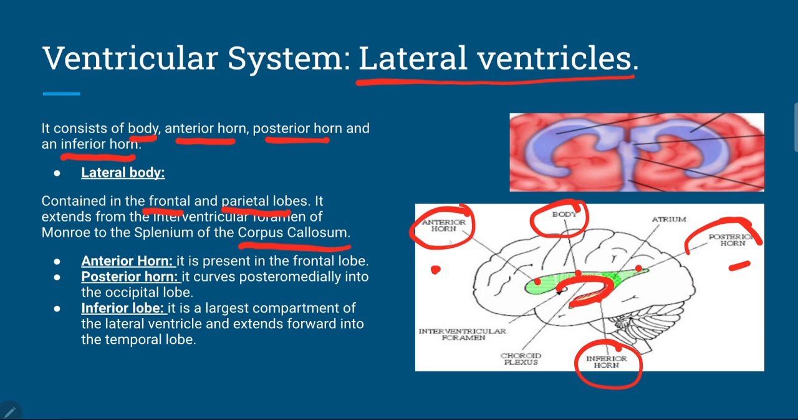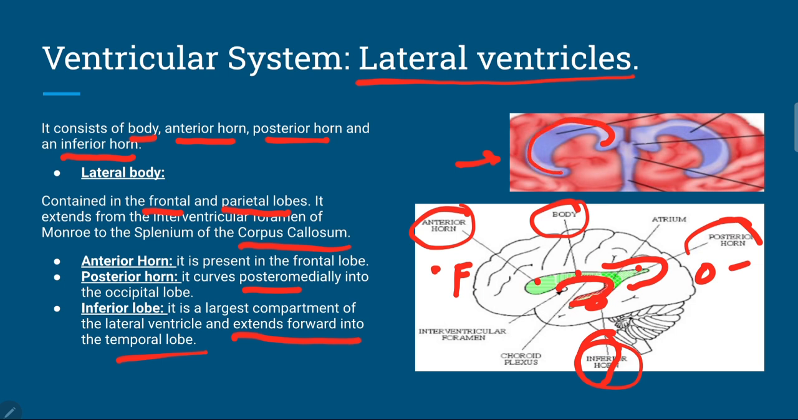The anterior horn, which is right here, is present in the frontal lobe, and the posterior horn, on the back, is present in the occipital lobe. It curves like this, posteromedially into the occipital lobe. The inferior horn, however, is the largest compartment of the lateral ventricle, and it extends forward into the temporal lobe. On the lateral view you cannot appreciate it this way, because this is the inferior horn right here. But let's look at this picture. You see these are the lateral ventricles like this. This part right here is the inferior horn, and it is curving into the temporal lobe.